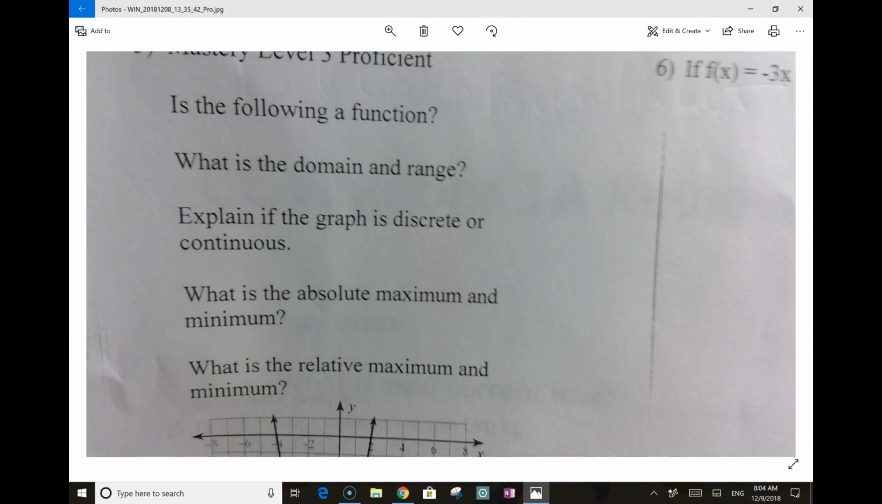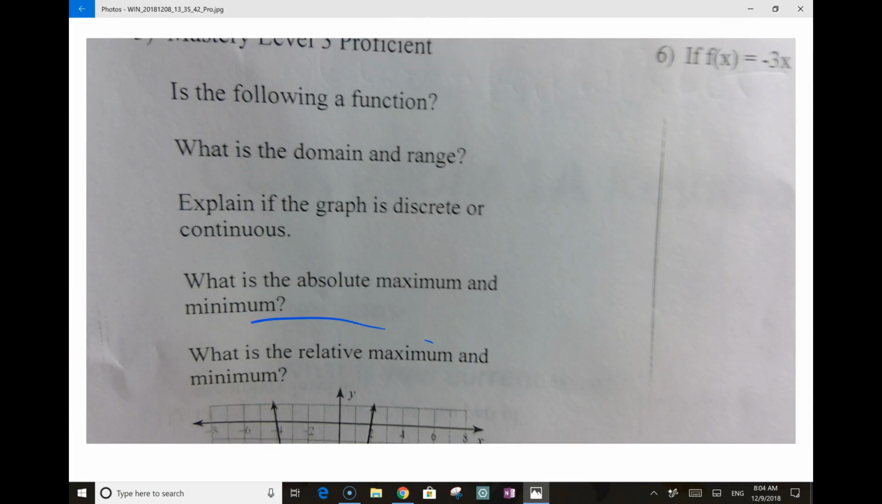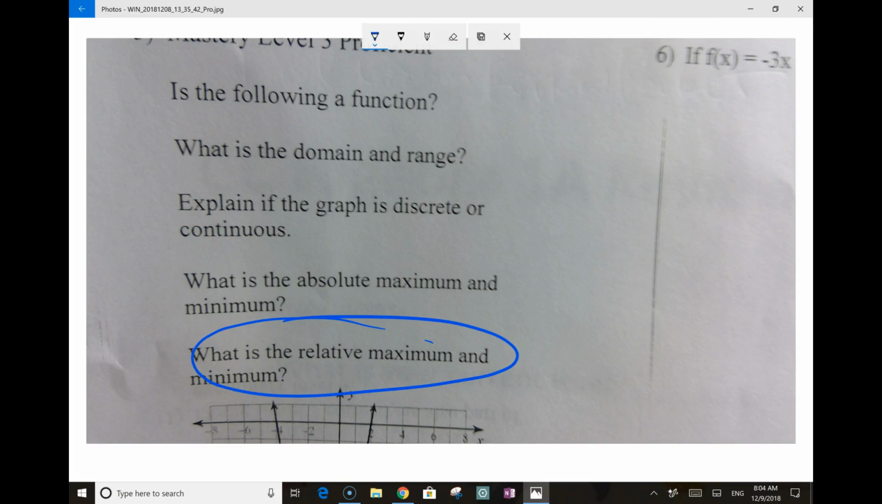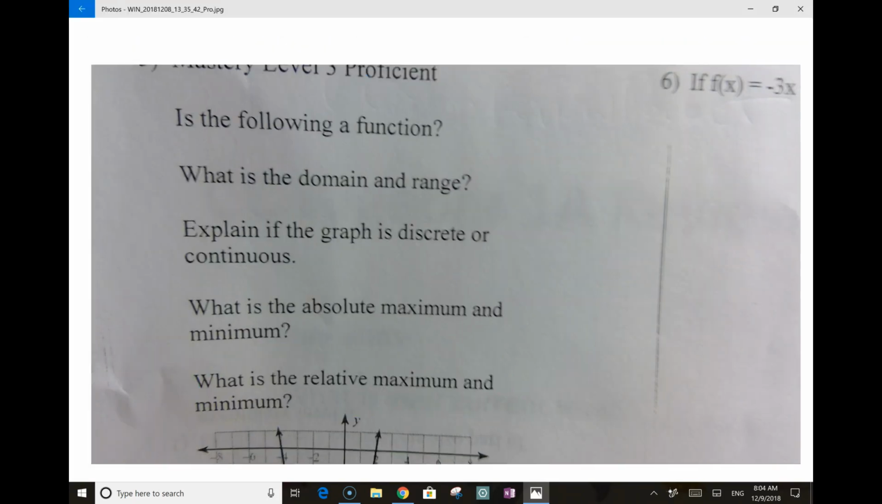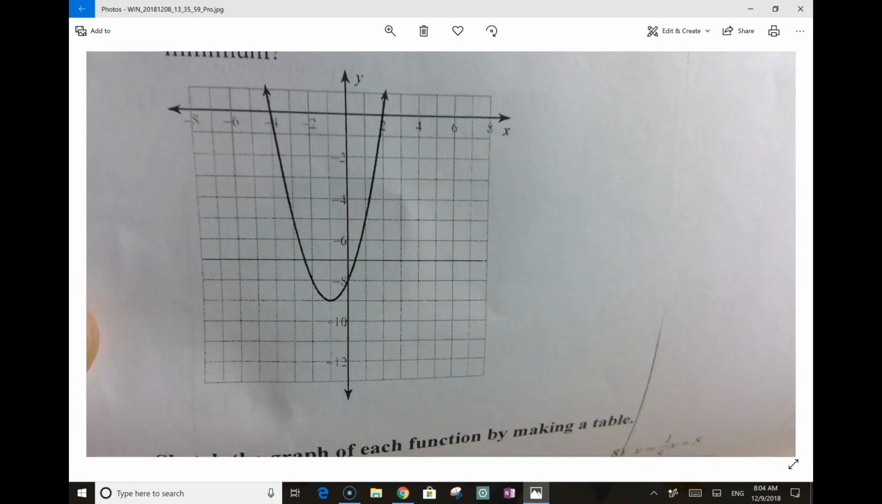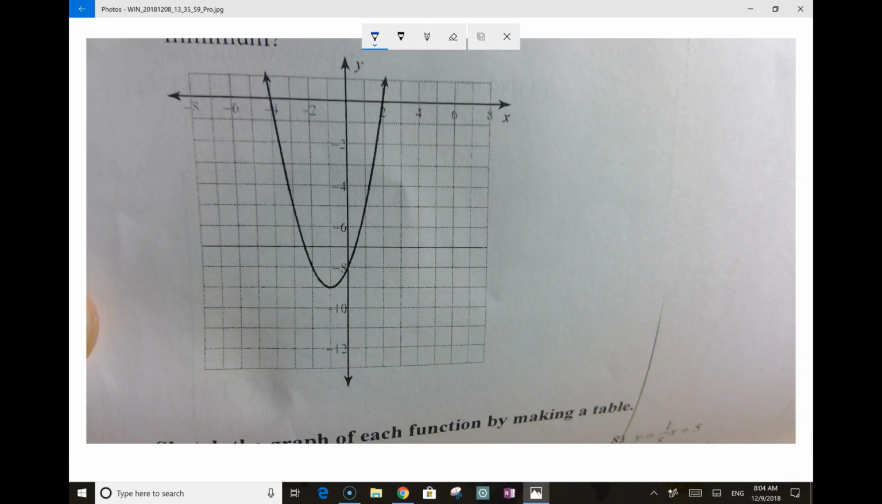What is a relative maximum and minimum? So I'm now looking at this question here. Relative maximum and minimum. Okay. In this case, the graph has no relative maximum because the graph just continues going up and up forever. It does have a relative minimum, however, and the relative minimum is right here, or to be specific, right there.